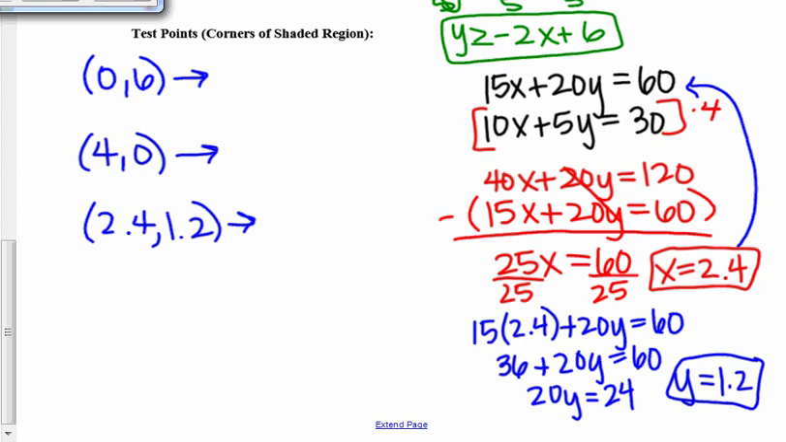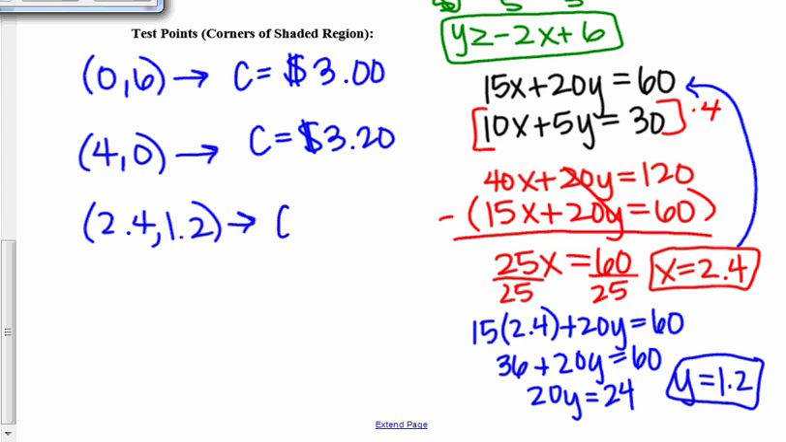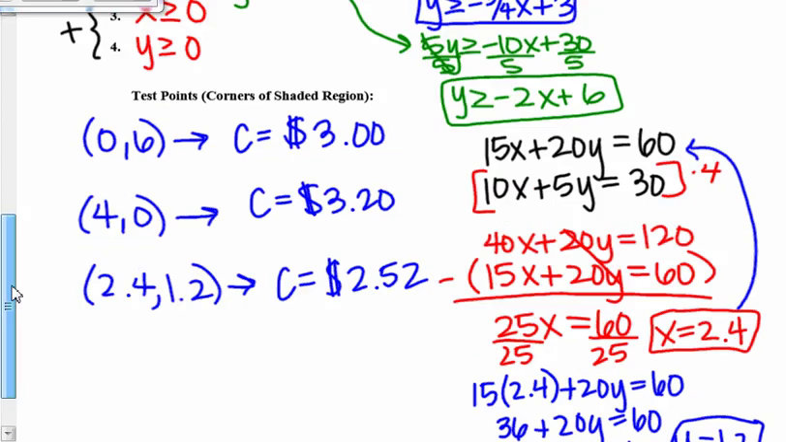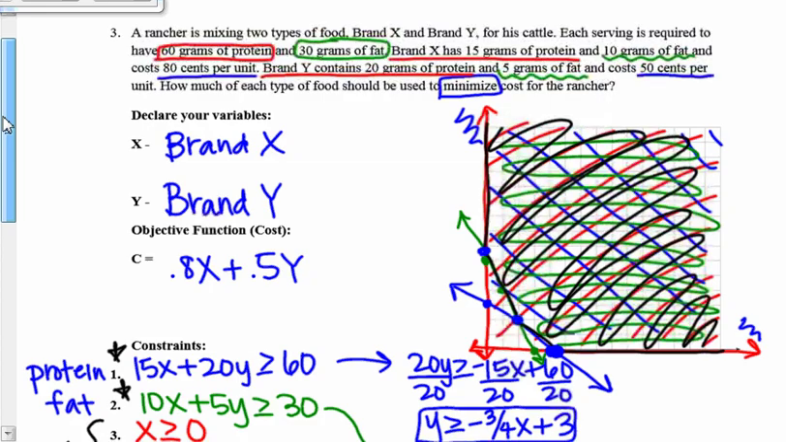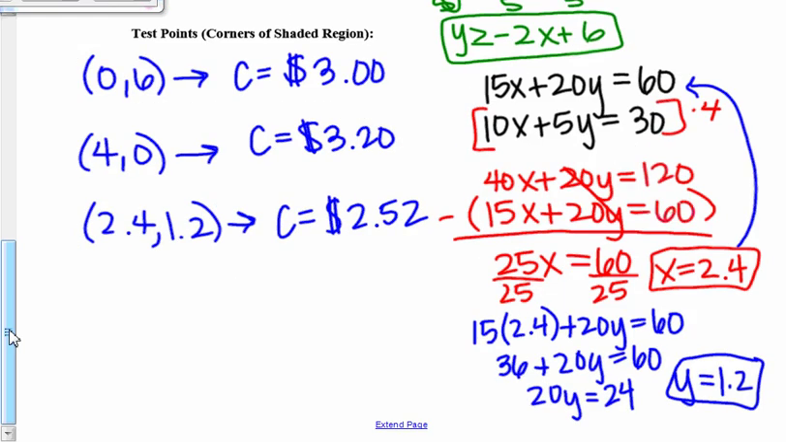All right, so when I plug 0 in for x and 6 in for y, I get c equals $3. When I plug in 4 for x and 0 for y, I get $3.20. And then when I plug in 2.4 for x and 1.2 for y, I get c equals $2.52. Now, if I look back up at my problem, it asked me to minimize the cost for the rancher. So the smallest value here is 2.52.